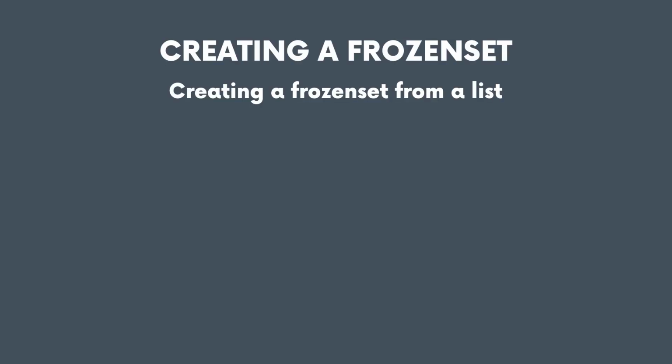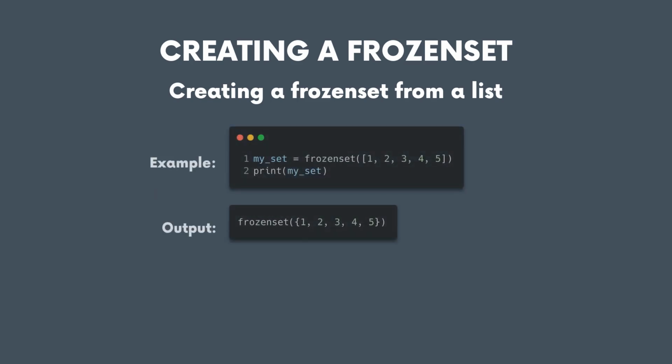Let's start by creating a Frozenset from a list of elements. We use the Frozenset constructor to create a Frozenset from a list of elements. Once created, the Frozenset cannot be modified. The output displays the Frozenset containing the elements 1, 2, 3, 4, and 5.